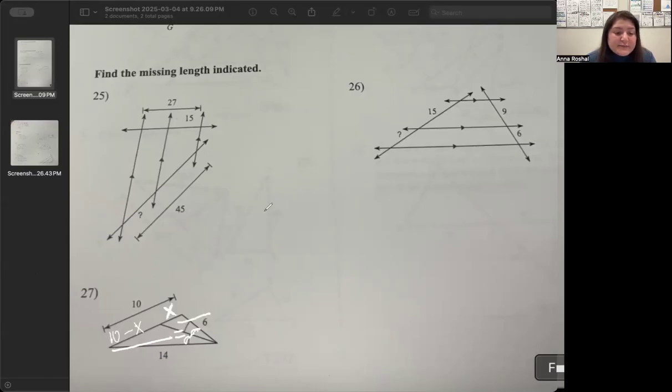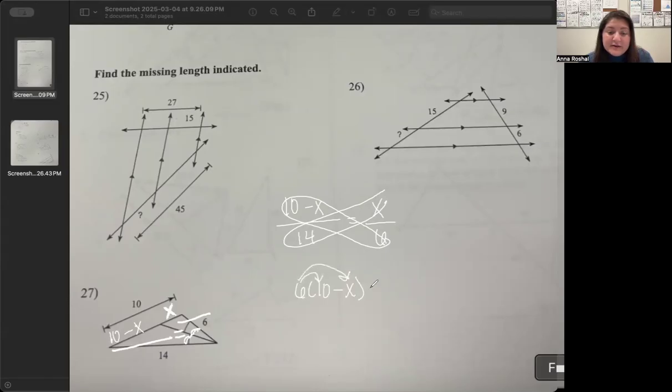Once I know that that's my proportion, I can absolutely go in and set it up. One fraction equals another fraction. I can cross multiply. Again, if you can simplify, definitely simplify. We know that this 6 is going to be distributed to here and here. That's going to equal 14x. So I've got 60 minus 6x equals 14x. Add 6x to both sides.